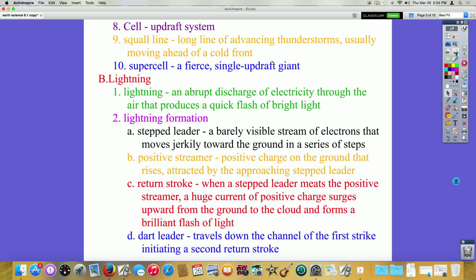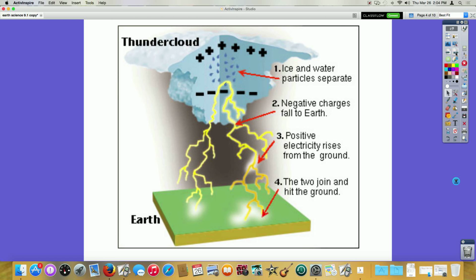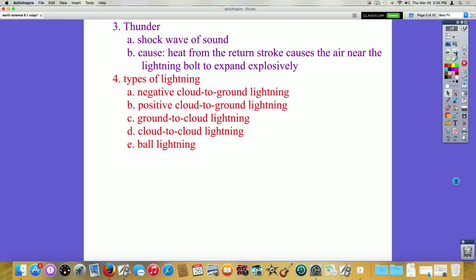Now, I believe on the next slide, yep, we do. Okay, here we have a diagram of what's going on there. Ice and water particles separate in the cloud because of the wind and everything. Charged particles are getting separated. You see the positive at the top, negative near the bottom. Negative charges are attracted to the earth. Positive charges, in the form of this darker orange going up from the ground, meet that stepped leader. Once they meet, bing, a massive amount of electricity moves from the cloud to the ground, and the two join, hitting the ground there. So just a little bit of a diagram showing how that kind of works out.